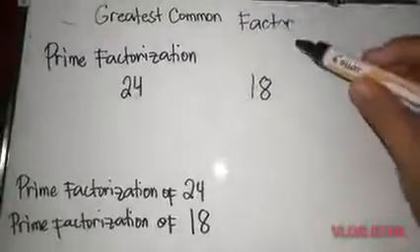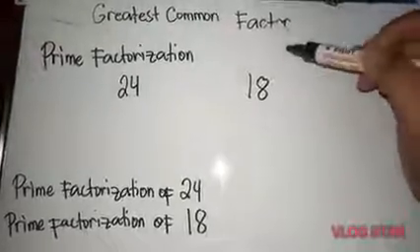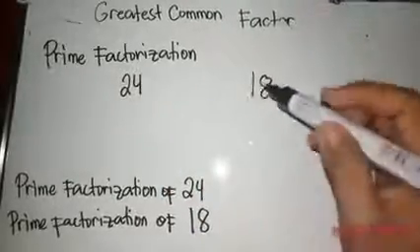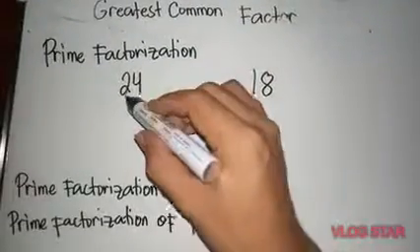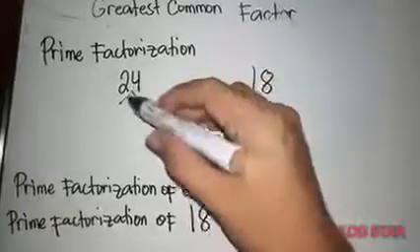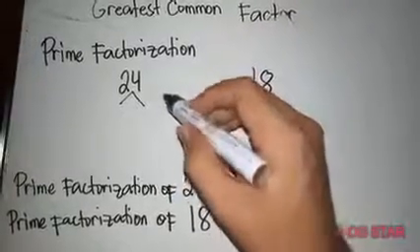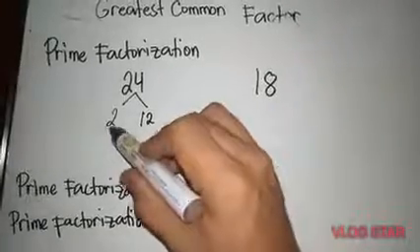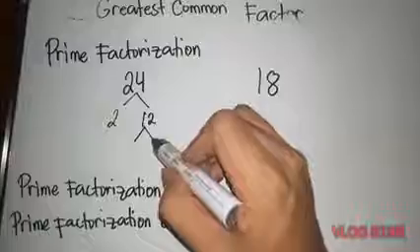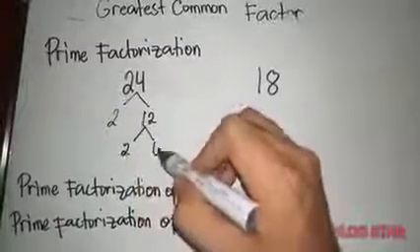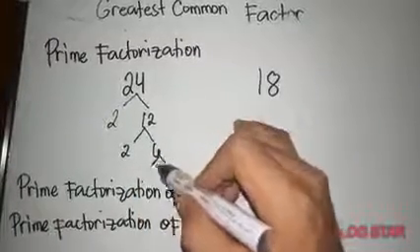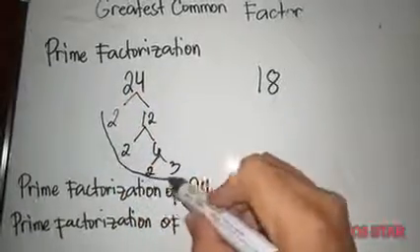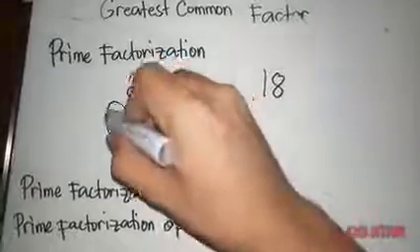The first step in getting the greatest common factor of two numbers using prime factorization is to write the prime factorization of the two numbers. So for 24, we will get all the prime factors of 24. So 2 times 12. Since 2 is a prime number, just proceed to 12. 2 times 6, then 2 times 3. This is what we call the prime factorization of 24.